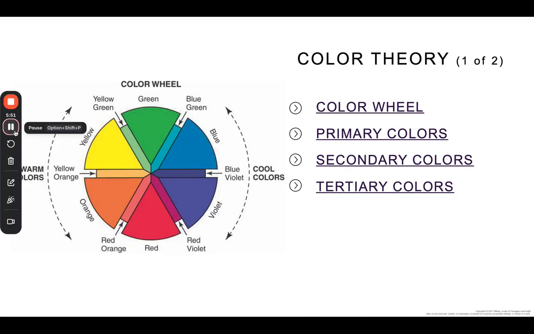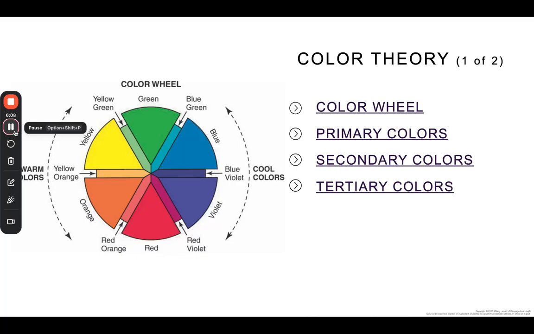So, when we mix yellow and blue together, you're always going to get green. If you mix equal portions of red and blue together, you're always going to get violet. And if you mix red and yellow together, you're always going to get orange. So orange, green, and violet are your secondary colors.